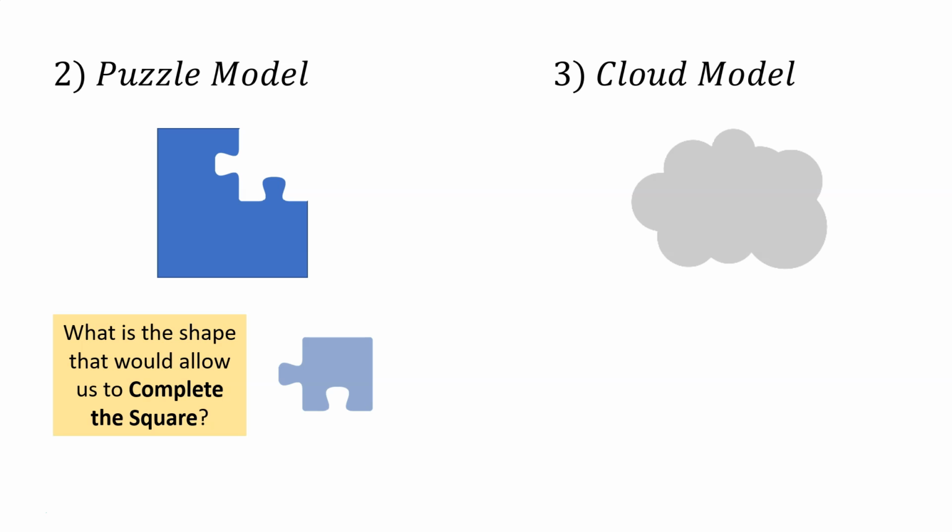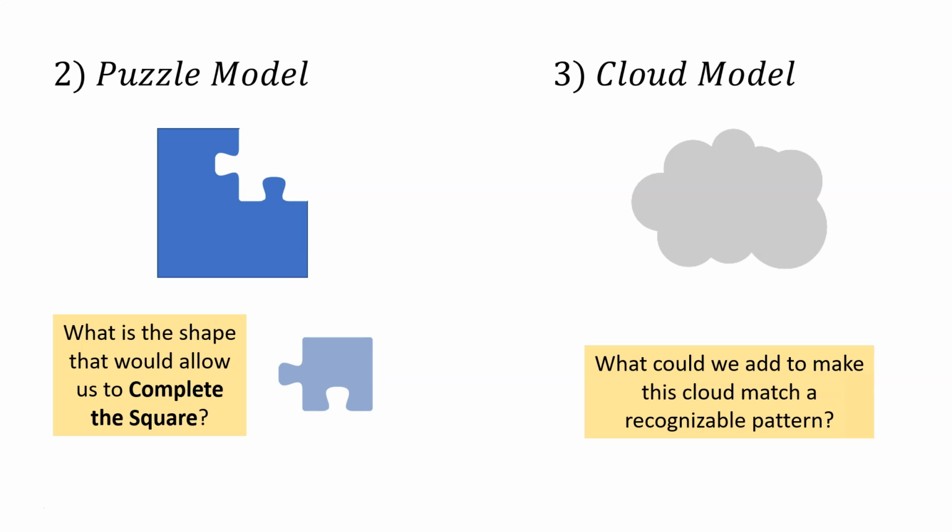For the cloud model, imagine looking at a cloud. What could we add to this cloud to make it match a recognizable pattern? If I add legs, horns, and a head, you can see it is now easily recognizable as a ram. Hopefully you can see what all these models have in common. In all of them, we add something to them so that we can make them match a particular pattern. Unusual and fun models are often easier to remember, so when you're developing models on your own, try to be as creative as possible.